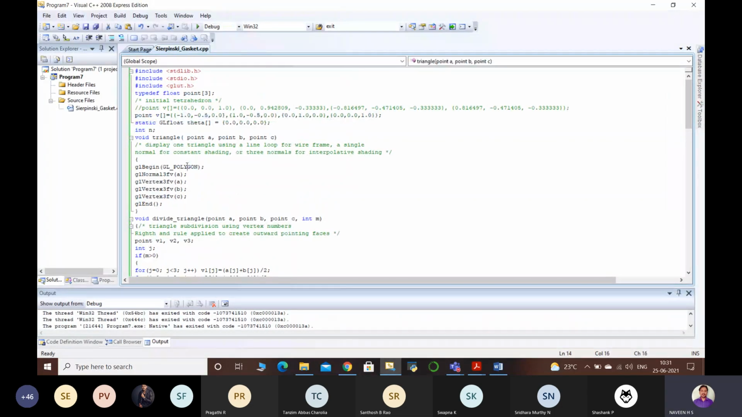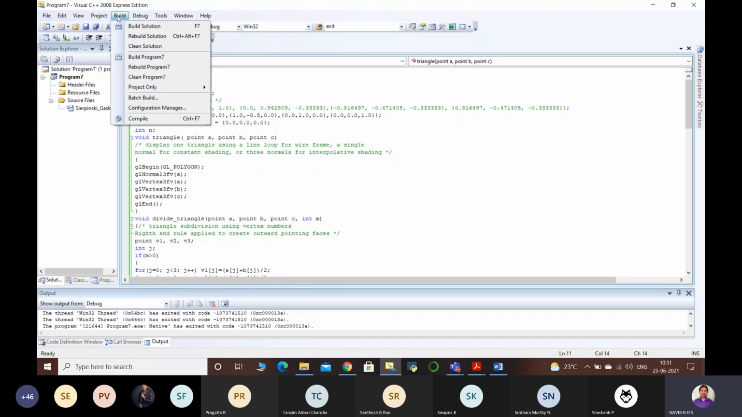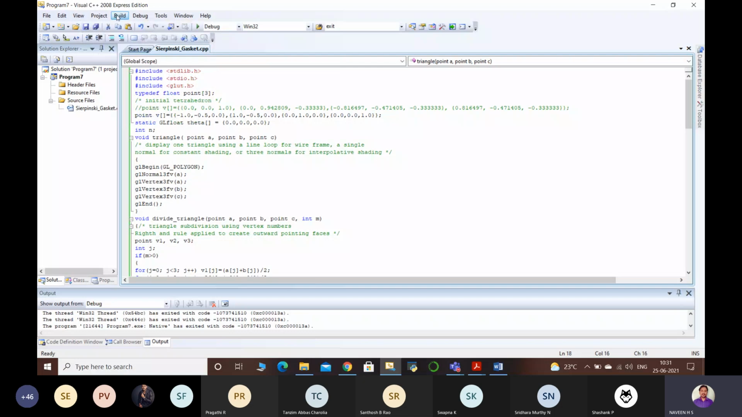So this is the program. I have created program number 7 like that. In the source file, I have added a new item. For any new program, add new item, then a sample window will come. There I type my program and save it as Sierpinski gasket. You already know how to do this. After saving, go to build solution. Here it will show if there is any error or any success. Because I already executed multiple times, next is execution.